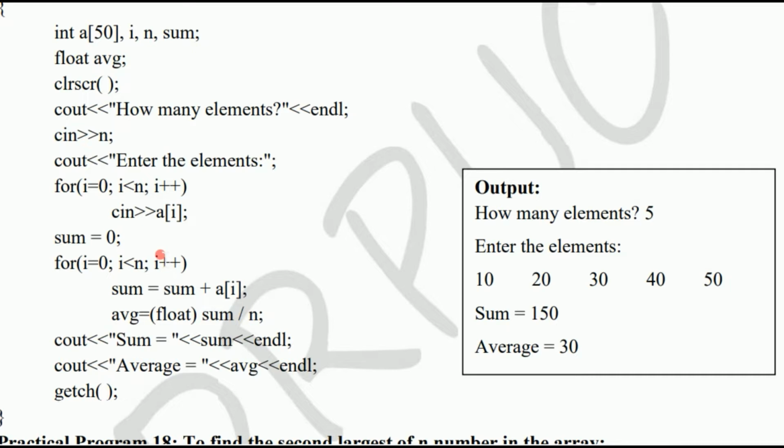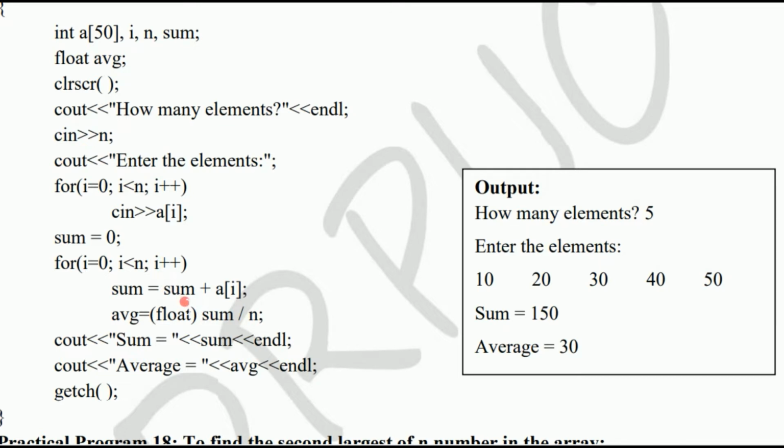And to remove that one, we will take sum equal to 0 since we are using sum on the right hand side, RHS. For i is equal to 0, i less than n, i plus plus: sum is equal to 0 plus first value. Again, it repeats. Sum is equal to sum plus second value.